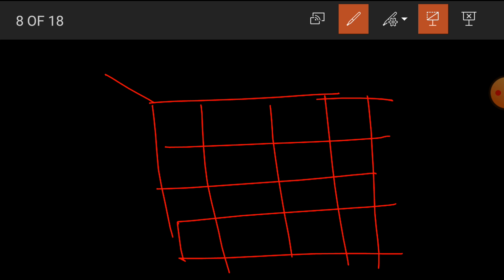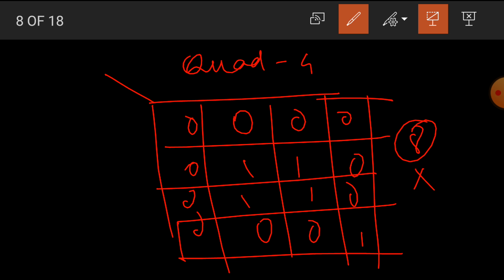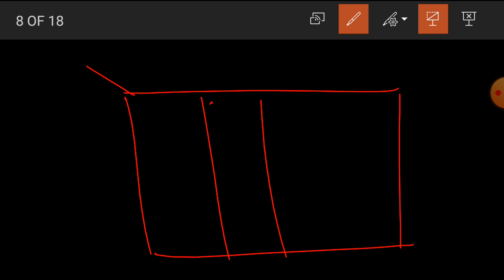If the octet is not present, that means in this Kmap the octet, that means 8 adjacent ones, are not present, then try to find the quad. Quad means the 4 adjacent ones, and here are the 4 adjacent ones, we get a quad here. If octet and quad both are not present, let's see once again the Kmap.